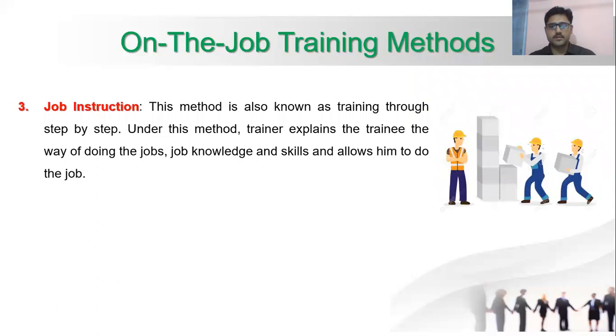Now, job instruction. Job instruction is also popularly known as step-by-step training method. Under this method, what happens? The trainer explains to the trainee the way of doing the job step by step, so that his knowledge and skill can be enhanced. So this all we are discussing on the job training.